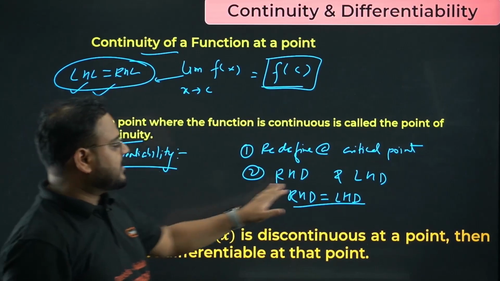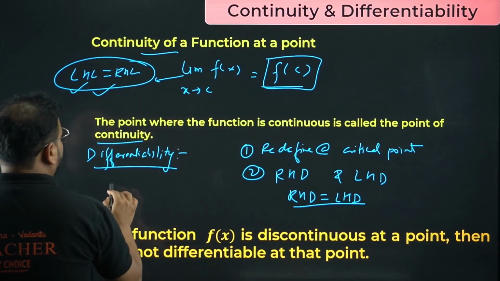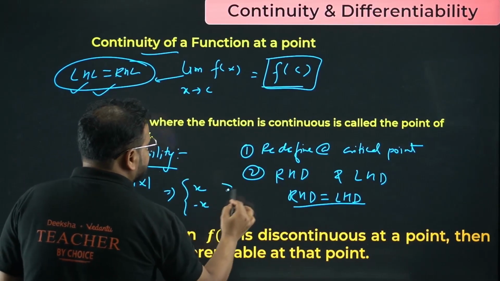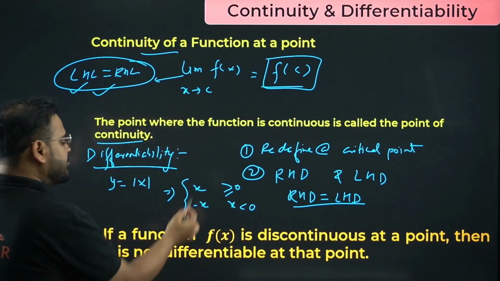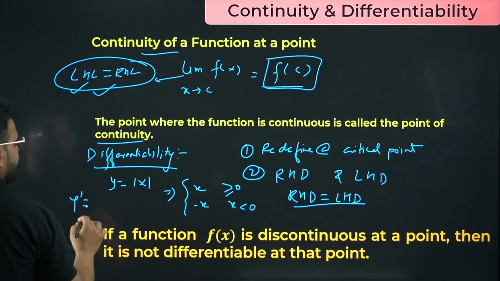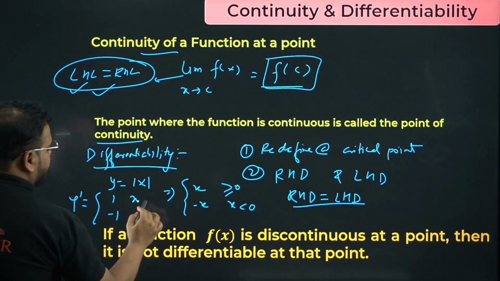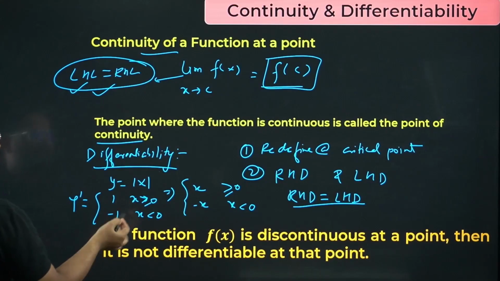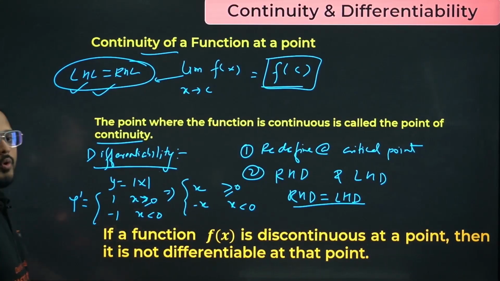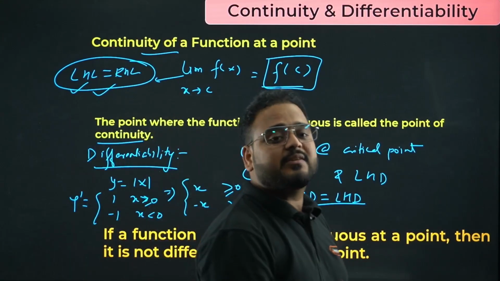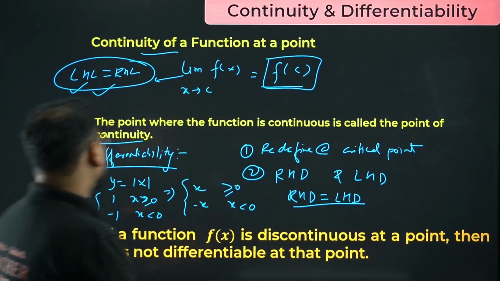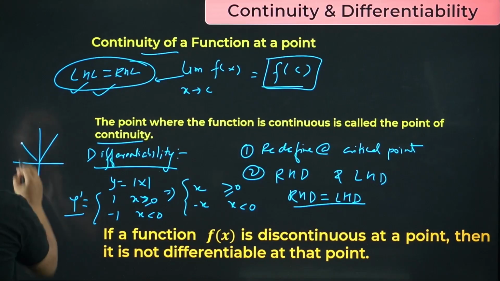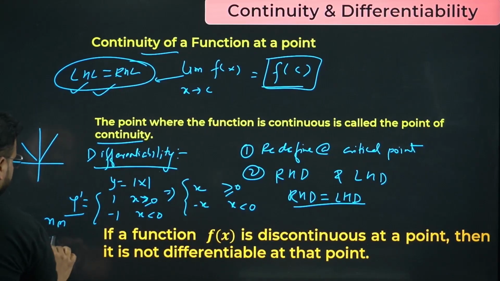If we have RHD and LHD both equal, it is differentiable. For example, take y equals mod of x. Define this function once more: we have x for x greater than 0 and minus x for x less than 0. Differentiate this. The derivative y dash is 1 for x greater than 0 and minus 1 for x less than 0. Are they equal? No. The left hand derivative is minus 1 and the right hand derivative is plus 1. They are not equal, so the function is non-differentiable. Check the graph.